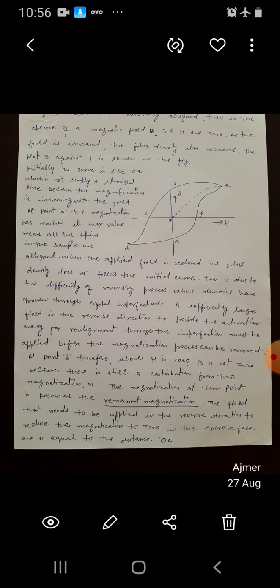What does it mean when the magnetization is maximum? It means that all the spins in the sample are aligned. Now you can say that all electrons are aligned in a parallel way, or in the same direction. When they are in the same direction, it means the magnetization is maximum and the magnetic property is maximum, and at this time also the magnetic flux is maximum.